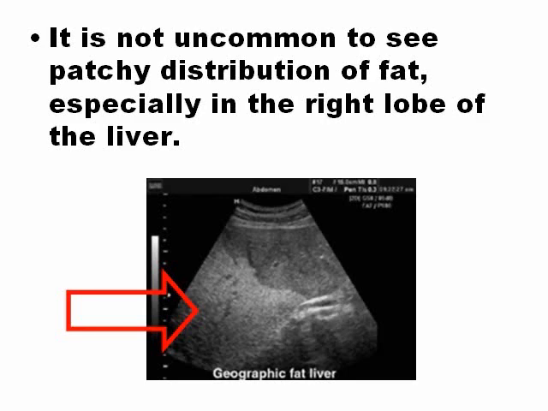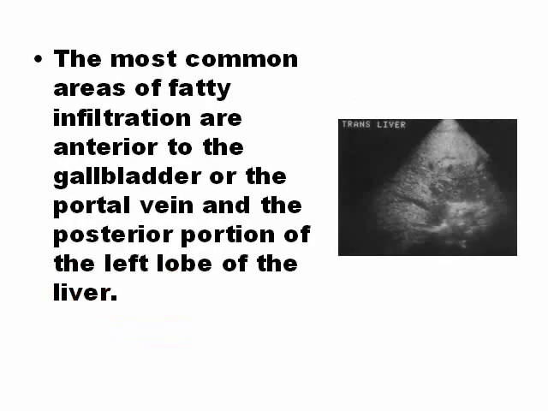The areas of fatty infiltration are near the portal vein, but not always. The most common areas of fatty infiltration are anterior to the gallbladder or near the portal vein.